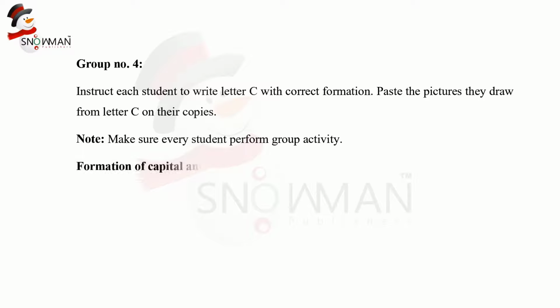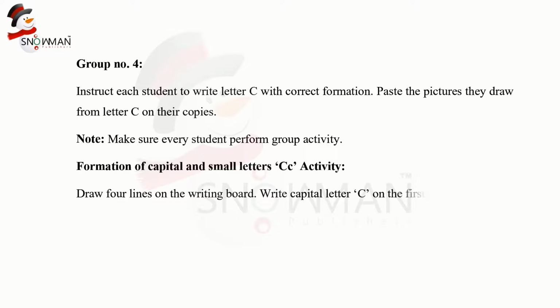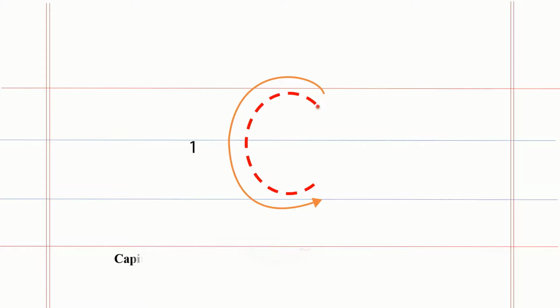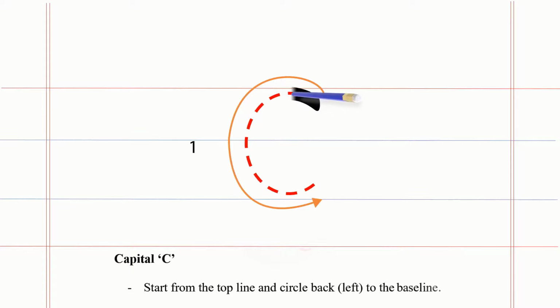Formation of capital and small letters C activity. Draw 4 lines on the writing board. Write capital letter C on the first 3 lines and give instructions. Capital C: start from the top line and circle back left to the base line.